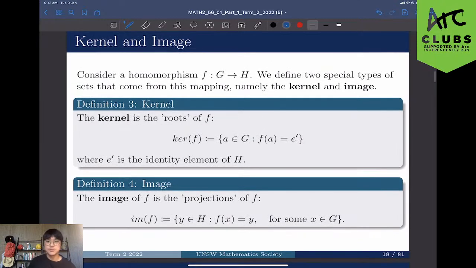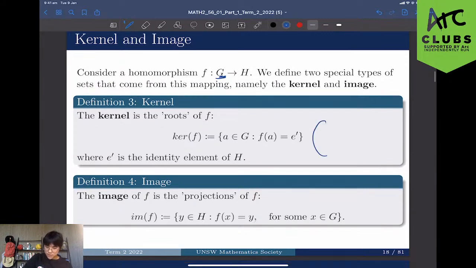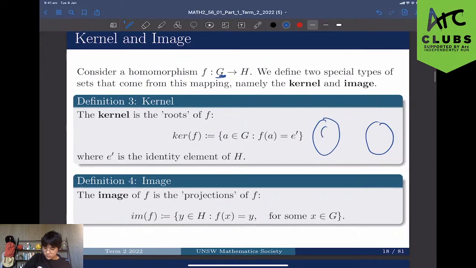So now for a homomorphism, we define two special types of sets that come from this mapping, called the kernel and the image. The kernel is the set of elements in G such that if you apply the map, you get the identity element in H. So if you have G and H, and you have this subset of G, which is the kernel, they map to just the identity element here. And the image of f is the projections of f. So the image is in H.